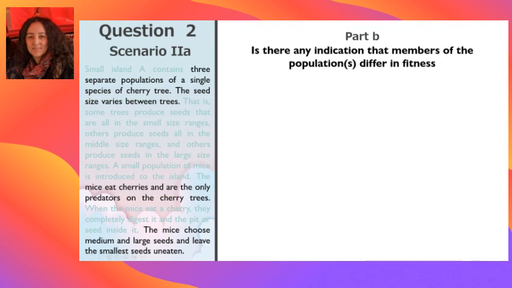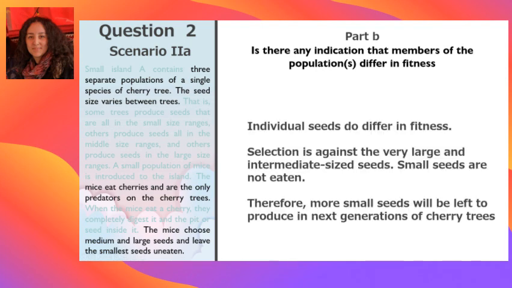So part B here, is there any indication that members of the population differ in fitness? We've got the same thing here. Individual seeds do not differ in fitness. We were given no indication in the scenario that they do. Selection is against the very large and the medium-sized seeds, and small seeds are not eaten. Therefore, more small seeds will be left to produce in the next generation of cherry trees.